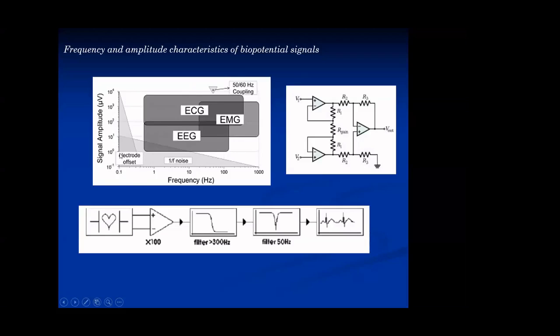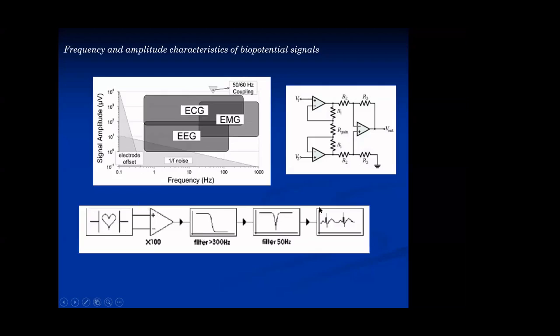But here, actually, the electrode offset will also be present, but the electrode offset frequencies are very low. They are below 0.5 hertz. And then there is some more noise called 1/f noise. As the name implies, this noise decreases with frequency. The amplitude of this one is very small. Only the EEG signal is going to be affected by this noise.